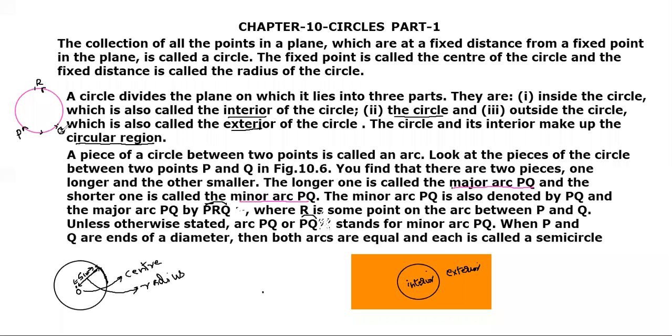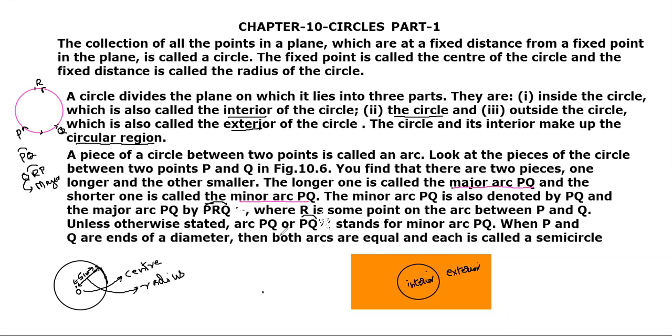This is Q. So the arc PQ, the minor arc, is PQ. If you have taken one point here, then for the other one, if they are taking QP, then we should take PRQ. And here PQ, so we should take QRP. This is a major arc, and that one is the minor arc.